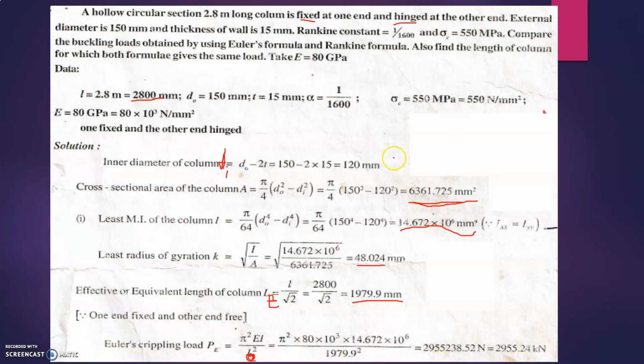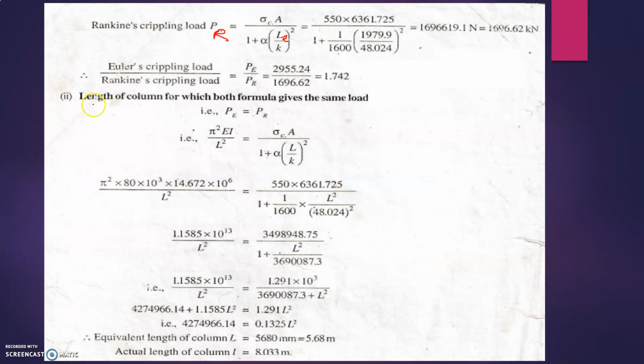Now the next question is, you have to calculate the length of column for which both formulae give the same load. Means now you have the load, that should be same, and you have to calculate the length of the column. Already you know what the length is, but in this case you cannot consider that, you have to calculate the length. So PE is equal to PR. Euler's crippling load is equal to Rankine's load.